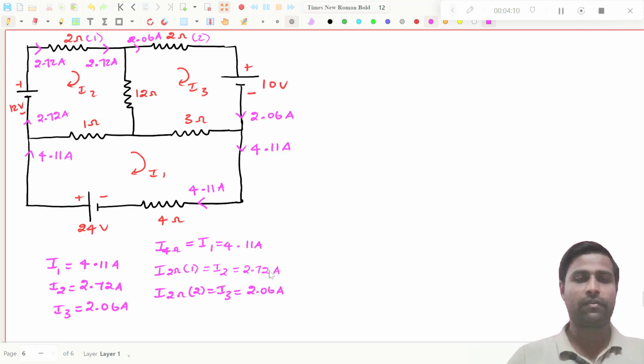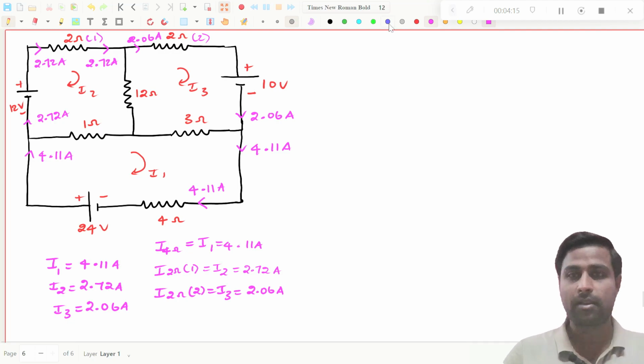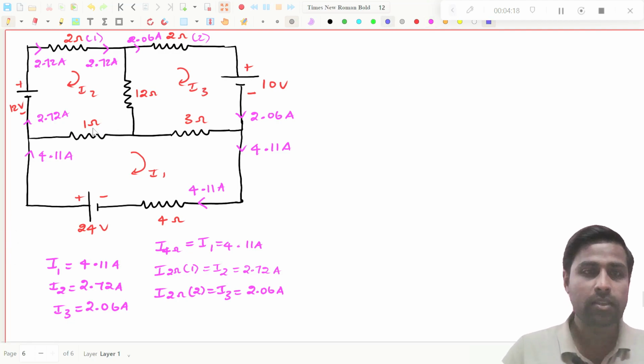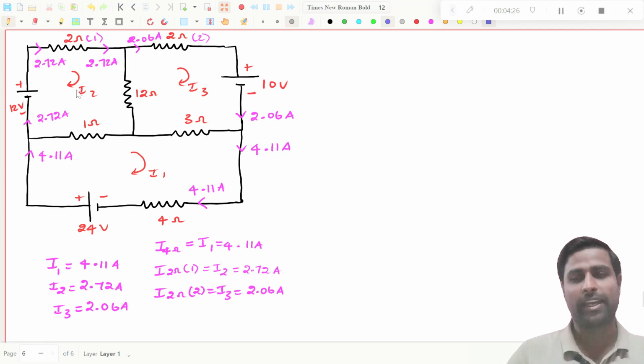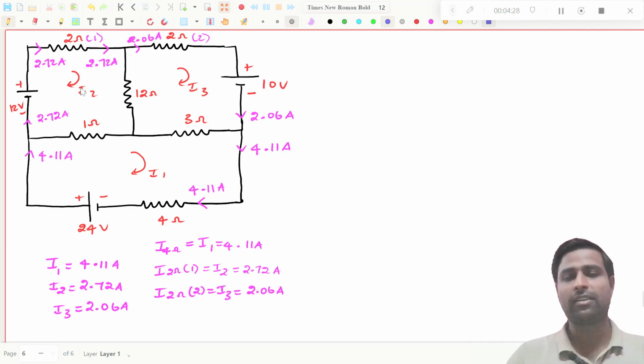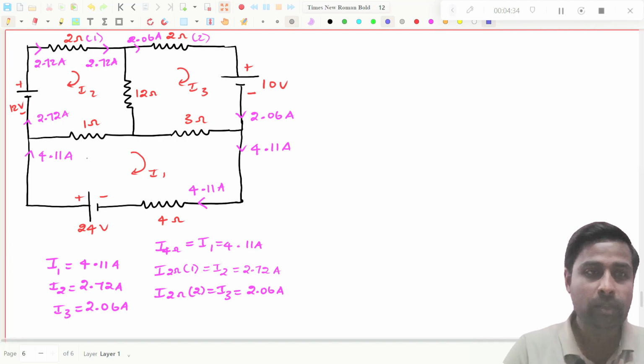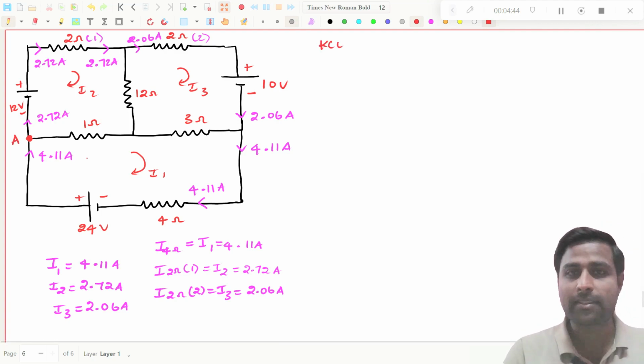Now we have written the current for all these resistors, and now we have to see the 1 ohm resistor, very simple to understand, right? This 1 ohm resistor is connected to the first loop as well as to the second loop. So how can I find the current through this 1 ohm resistor? It is very simple. You see this point, I am assuming it as A. So I need to apply KCL at node A.